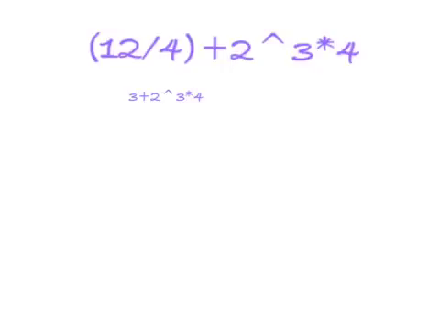After we got that, we went straight into the exponents right here. And for that, we got 3 plus 8 times 4. After that, we went into our multiplication, and we got 3 plus 32. And after that, our final answer was 35. That's what your paper should look like.